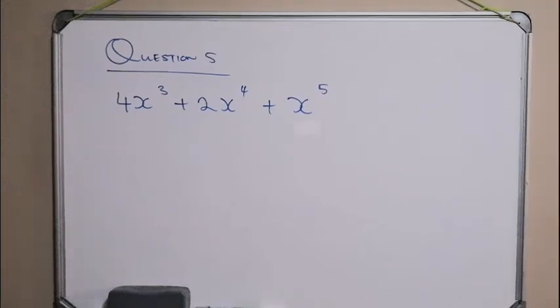Tenacious test 1, question 5. Here we are given another geometric series, 4x cubed plus 2x to the power 4 plus x to the power 5. And the first question is for us to determine the general formula with respect to x.